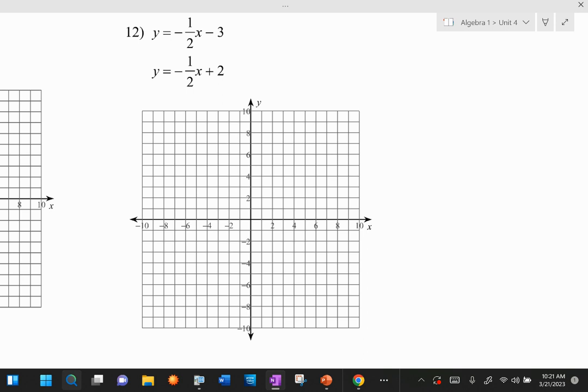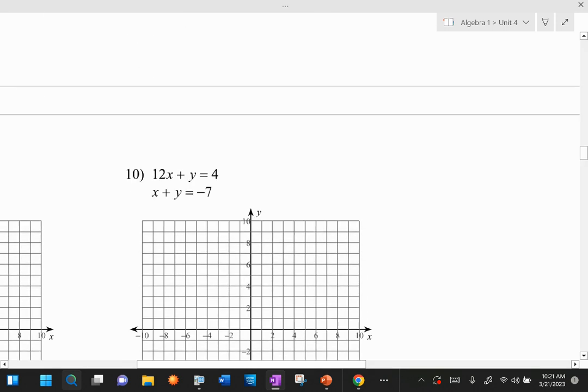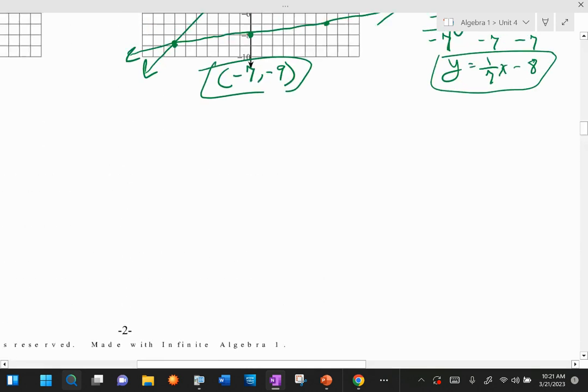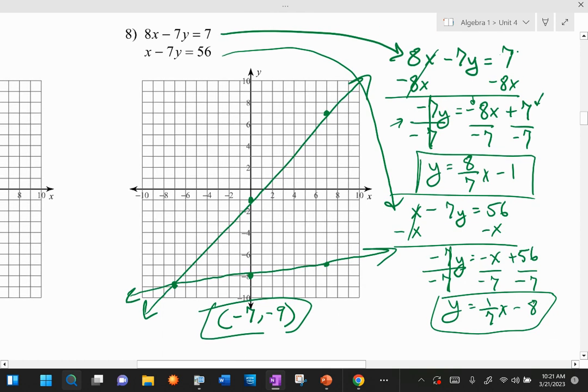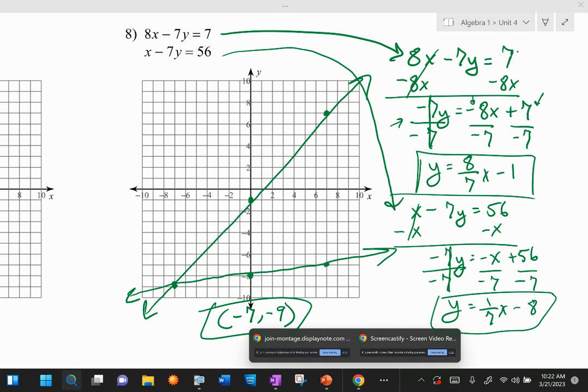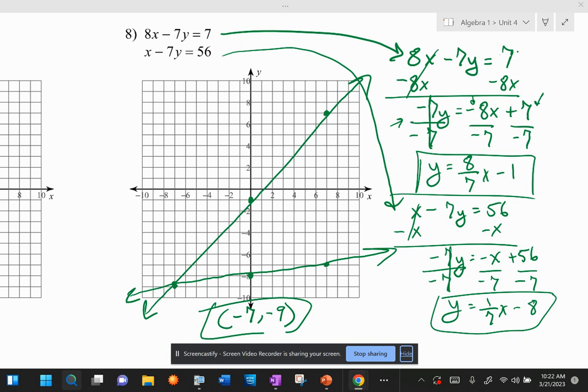What do you need? You should be working on number 12. Positive or negative? Positive, this is number 8. Positive is up and right. Negative is... No, that's number 8.